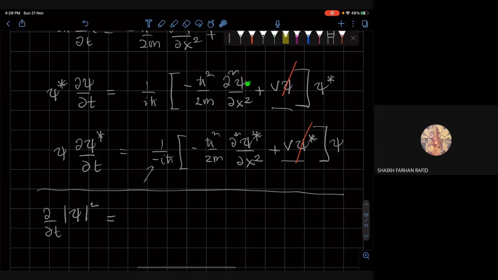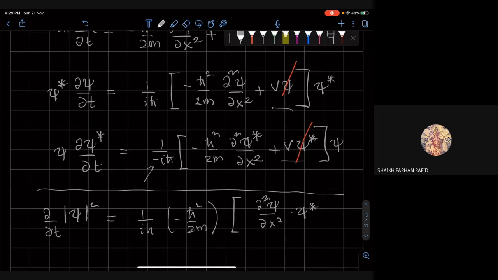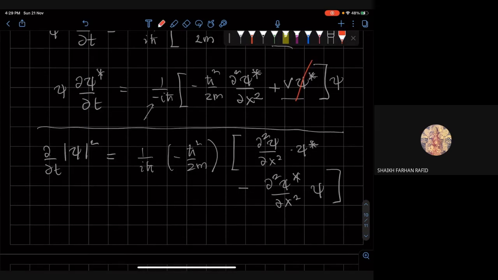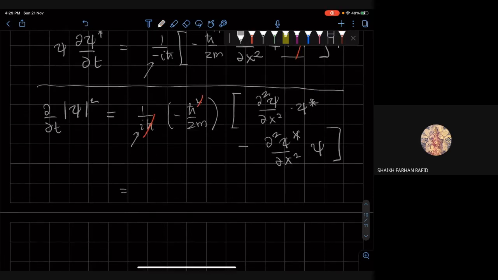However, in this term the derivative is on psi, and here the derivative is on psi star. So these two terms are not going to cancel, right? These two terms are going to basically give me 1 over i h bar times minus h squared by 2m, and then I will have del squared psi del x squared psi star, and then here's a minus sign, so I'm going to have minus del squared psi star del x squared psi. Okay? And here I can cancel one of the h's. And then I can take the i upstairs and that'll cancel this minus sign. So I get i h bar divided by 2m.